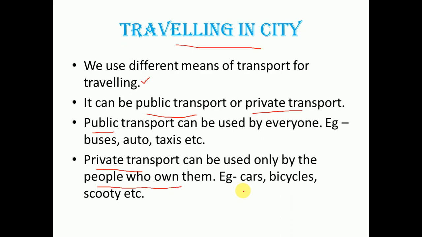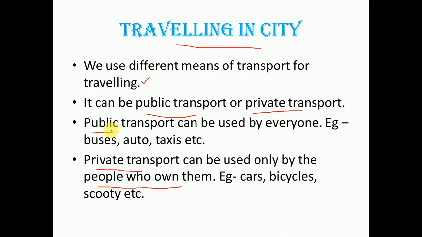Right? Bicycle. Your bicycle cannot be used by anyone. Then scooty. These are private transport because these are owned by the people. They have invested. They bought it with their own money. Whereas public transport can be used by everyone. Okay, is it clear, students?